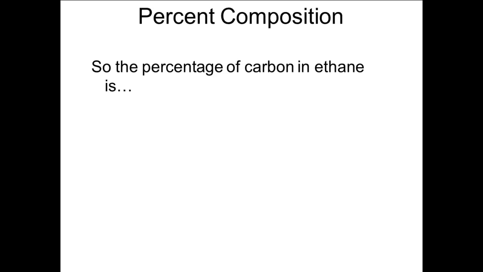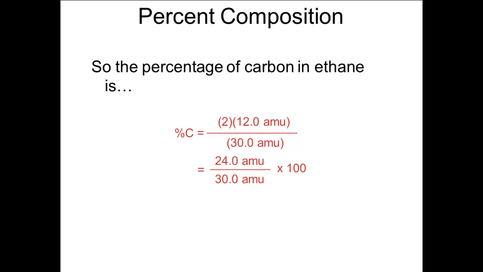For example, in ethane, there are 2 atoms of carbon and 6 atoms of hydrogen. The total mass of carbon is 24.02 grams, and the molar mass of ethane is 30.07 grams per mole. This gives 79.88% carbon by mass, or 80.0.